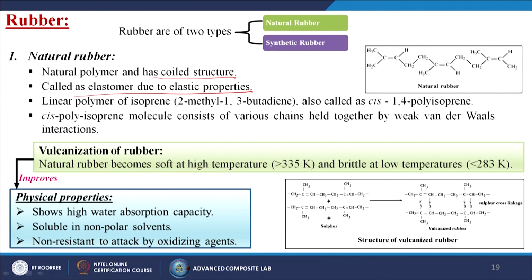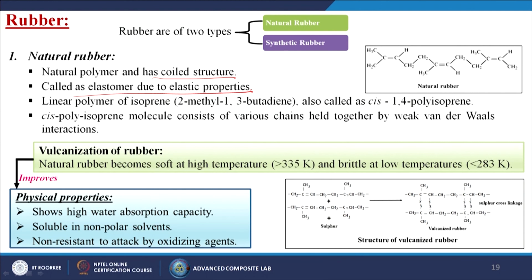It is a linear polymer of isoprene, whose chemical name is 2-methyl-1,3-butadiene, also called cis-1,4 polyisoprene. The cis-polyisoprene molecule consists of various chains held together by weak van der Waals interactions, because the forces over there are very weak.